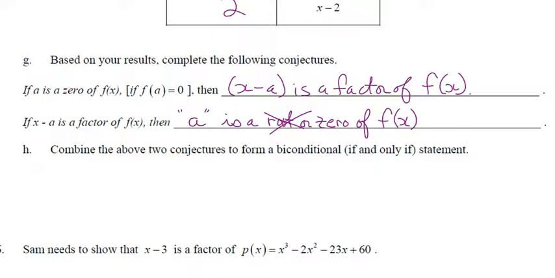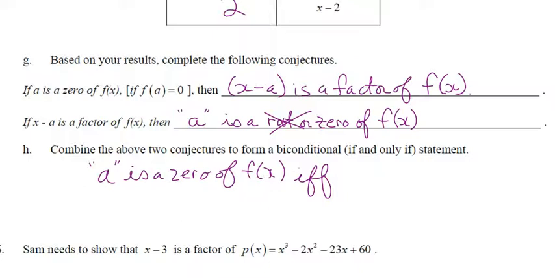Combine the above two conjectures to form a biconditional. A biconditional is an if and only if statement. A is a zero of f(x) if and only if x minus a is a factor. A minus a is 0.